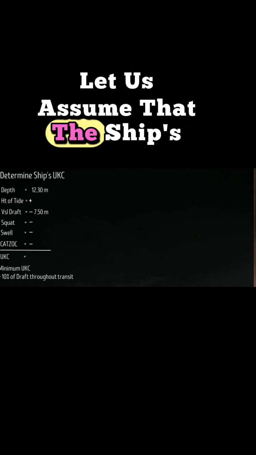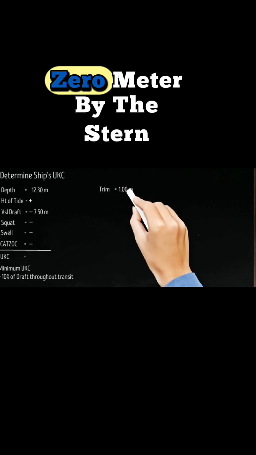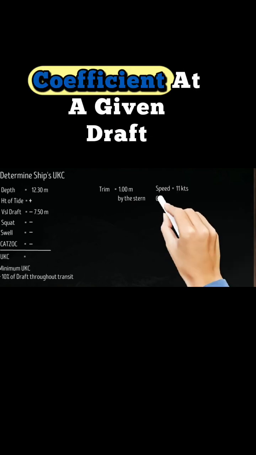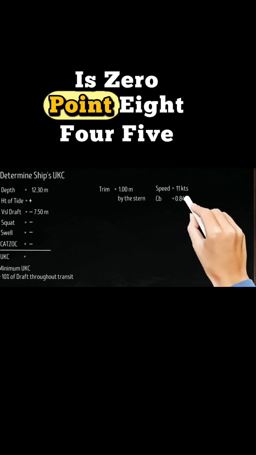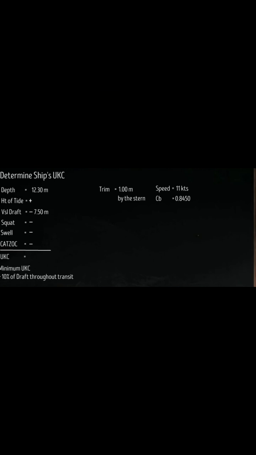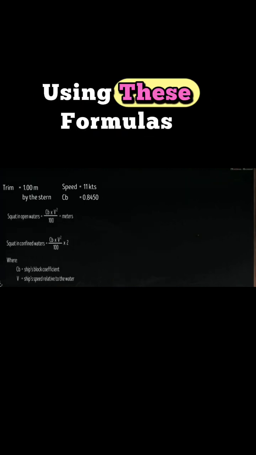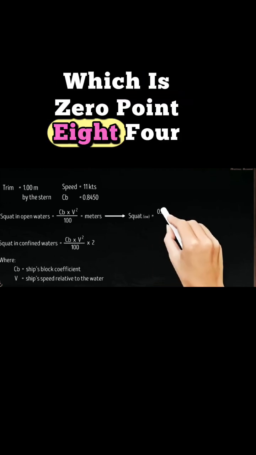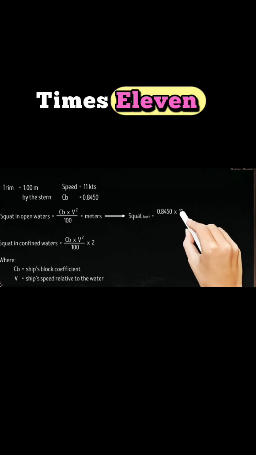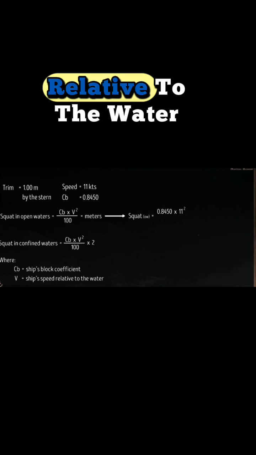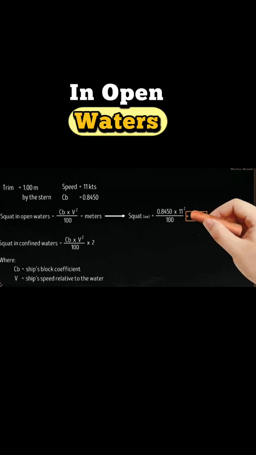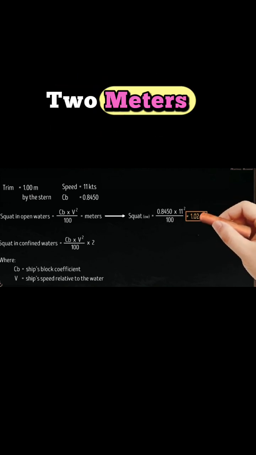Let us assume that the ship's trim is 1.00 meter by the stern, her speed is 11 knots, and her block coefficient at a given draft is 0.8450. Let us solve this example using these formulas. For squat in open waters, it is equal to the block coefficient, which is 0.8450, times 11 squared, which is the ship's speed relative to the water, divided by 100. The squat in open waters is 1.02 meters.